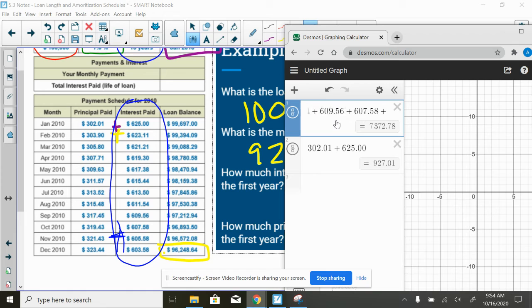But if you look here, I've typed in all of the interest values paid, starting with that January 2010 value. So you can definitely go back and do that math. So it looks like total interest paid for this loan was $7,372.78. I'm going to go ahead and mark that in.